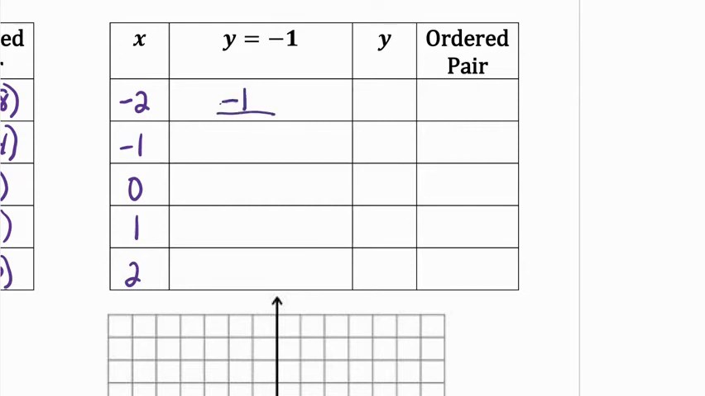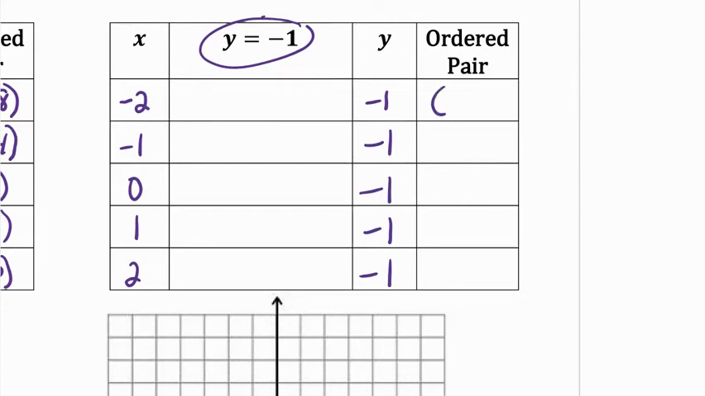So what does y equal? -1. And that's exactly what this equation says. It says that y equals -1, no matter what. So for all of these x values, the y is not going to change. It's just going to stay -1. So our ordered pairs will have all y values of -1.